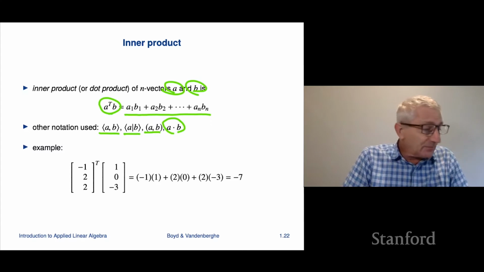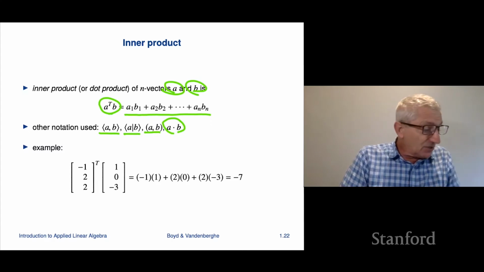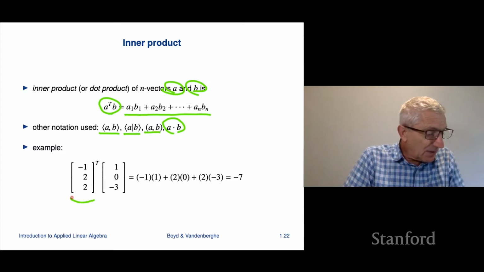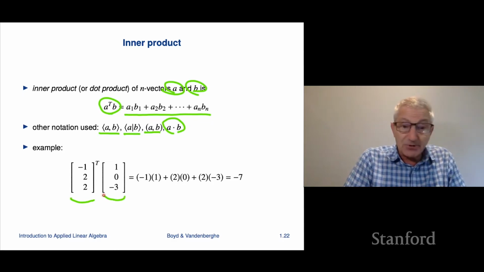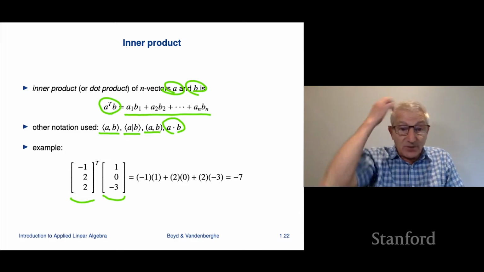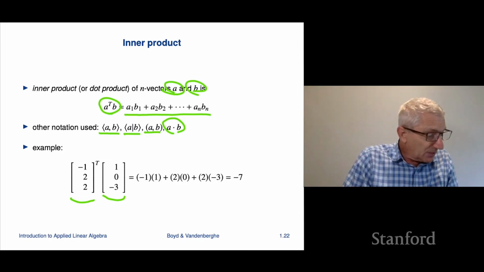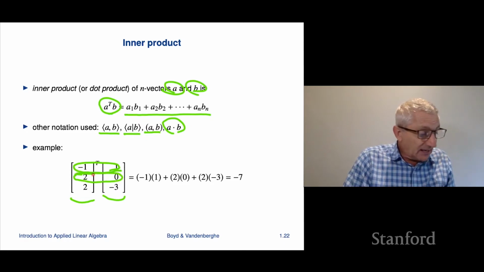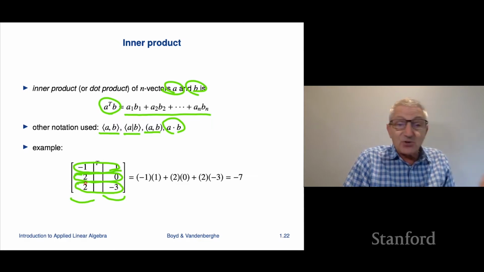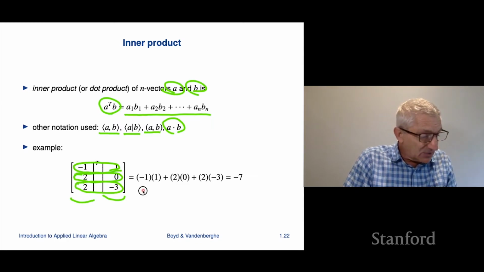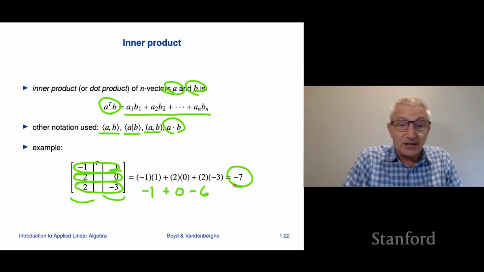Okay, let's do a quick example. Here are two 3-vectors. There's -1, 2, 2. And another 3-vector is 1, 0, -3. To take the inner product of those two vectors, we're going to multiply the first entries, that's -1 and 1. Then we're going to multiply 2 and 0. And then we're going to multiply 2 and -3. And we're going to add those 3 numbers. And so that's going to give us -1 plus 0, and then -6. And sure enough, you get -7. That's the inner product. Okay?